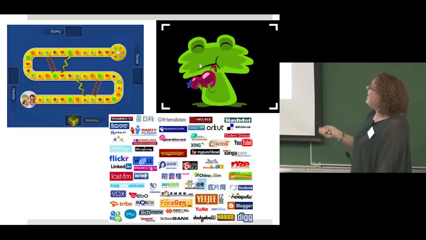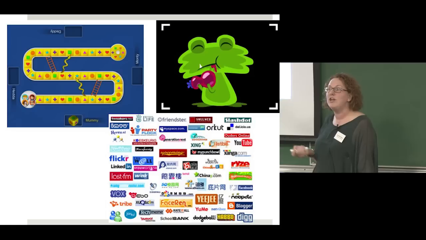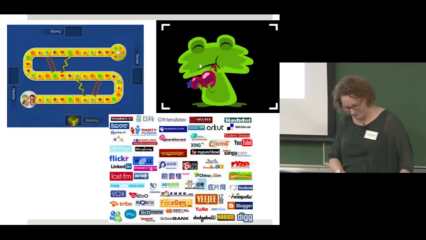And then these are some of the social kind of online fora available online. So, you know, MySpace, Facebook, Twitter, Friendster, all of these sorts of things. And this is just a sample of the many ways in which we can interact socially online.